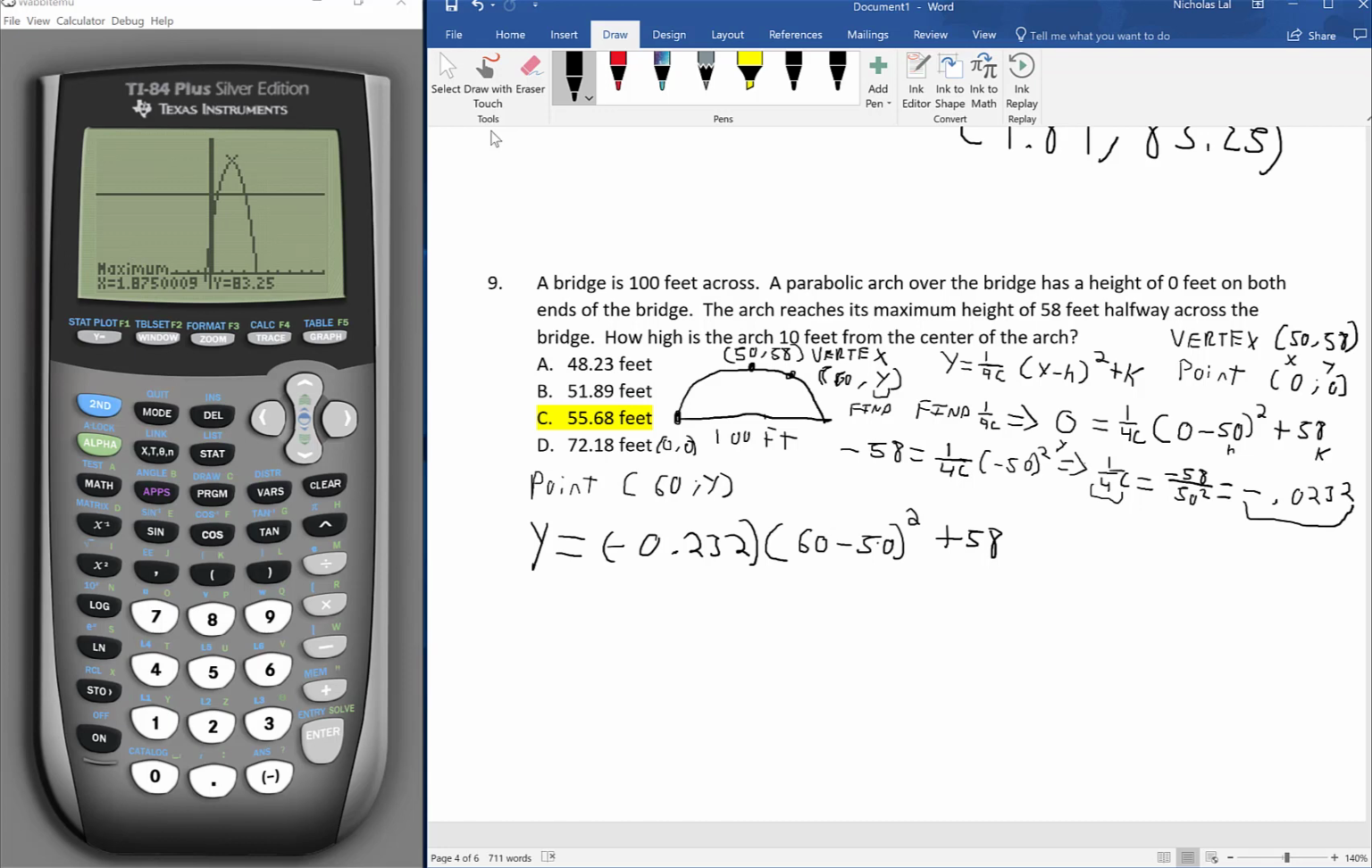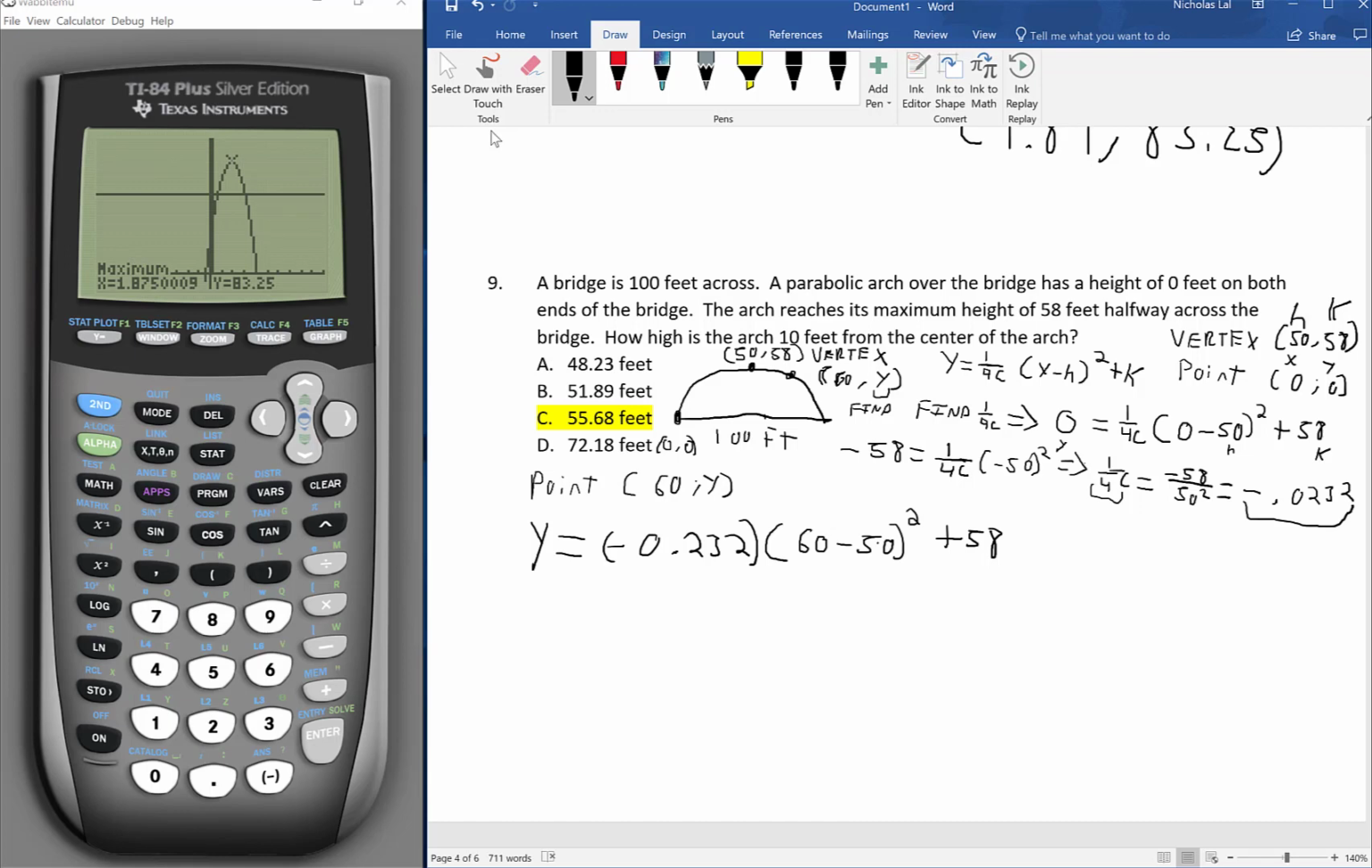So what we're going to do here is look and analyze this graph. Analyzing the graph, we have a maximum point at 58 halfway across. So we have a vertex at 50, 58, because 50 is halfway across and 58 is the maximum height. So we have h, k as 50, 58. And then we also know that we have a point x, y at 0, 0. We also have a point at 100, 0.